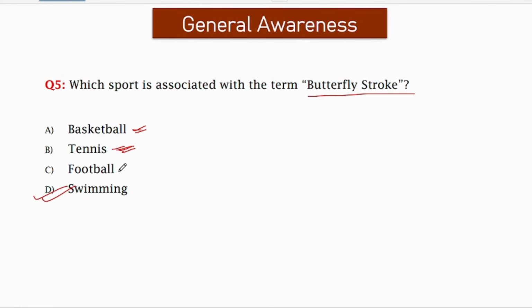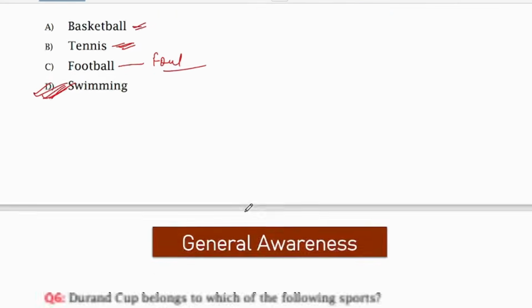And in football, you must have seen penalty kicks, when a footballer scores a goal, free kick, pass. They also dribble, and there is a foul in football as well, right? So the right answer for this question, the butterfly stroke, is associated with the sport swimming. Okay, let's move on to the next question.